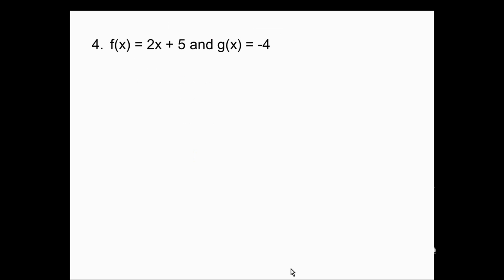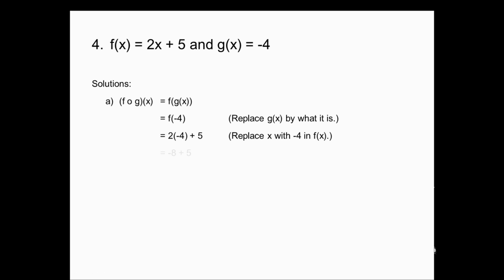Now number 4. Okay, f of x is 2x plus 5, and g of x is negative 4. Once again, we're doing the same 3 things. So for part A, f composed of g of x, which would be f of g of x. Okay, replace g of x by what it is. It's negative 4. So I would have f of negative 4. In your formula for f, replace x with negative 4. 2 times negative 4 plus 5. Negative 8 plus 5, I get negative 3. So negative 3 is the final answer for f composed of g of x.